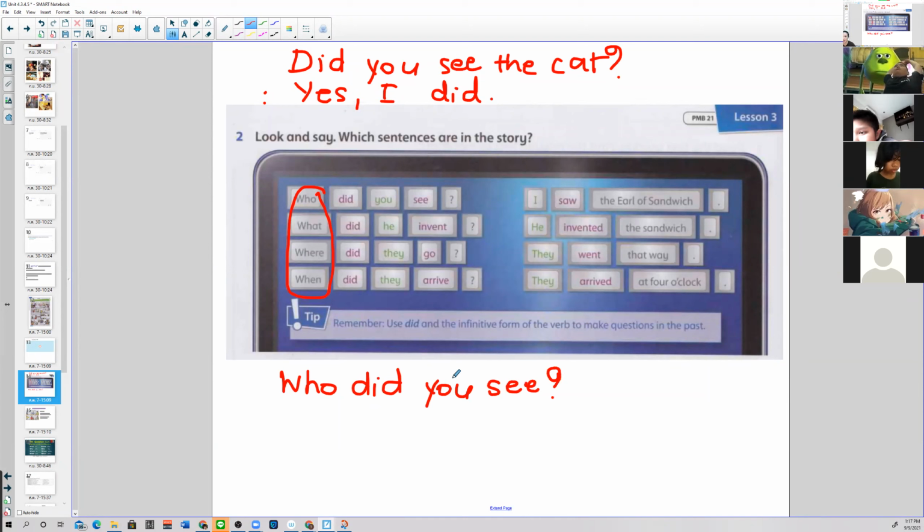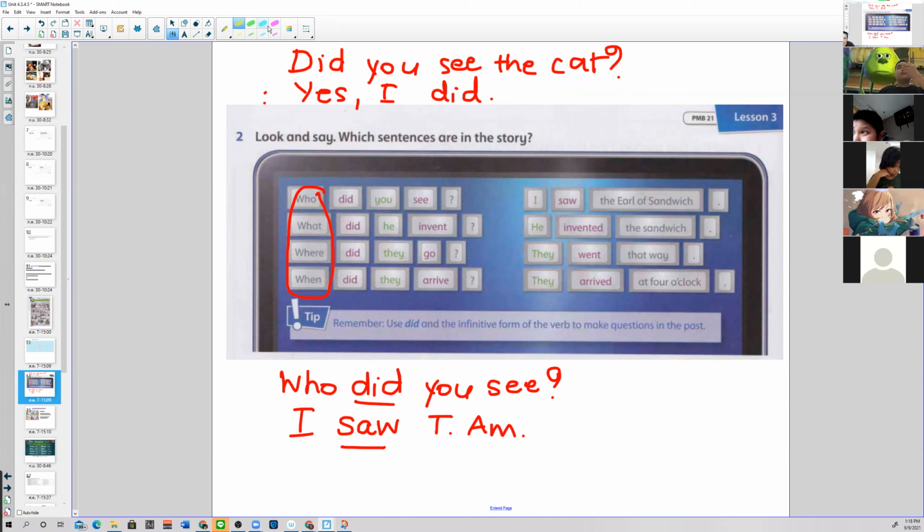You cannot say, yes, I did, right? It wouldn't make sense because they want to know a person. So, who did you see? You have to say, I saw teacher M. Understand? It's just the same. Just put WH questions right in front of the normal past simple question sentence. Who did you see? I saw. You see the difference. You see the trick here.